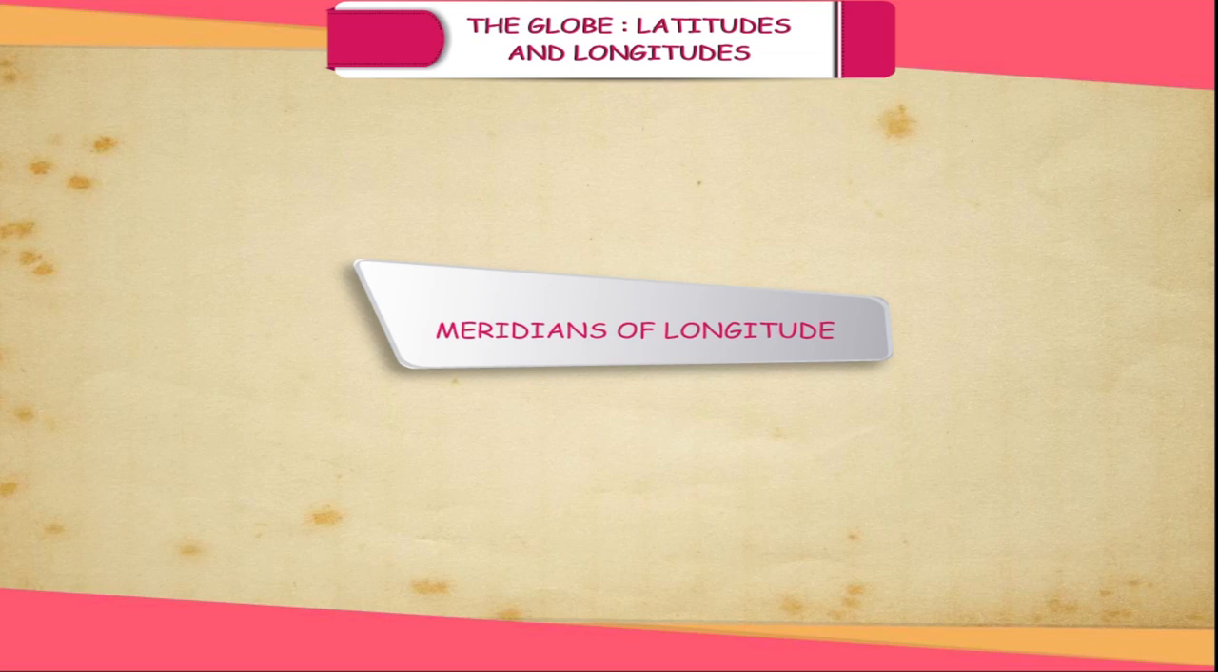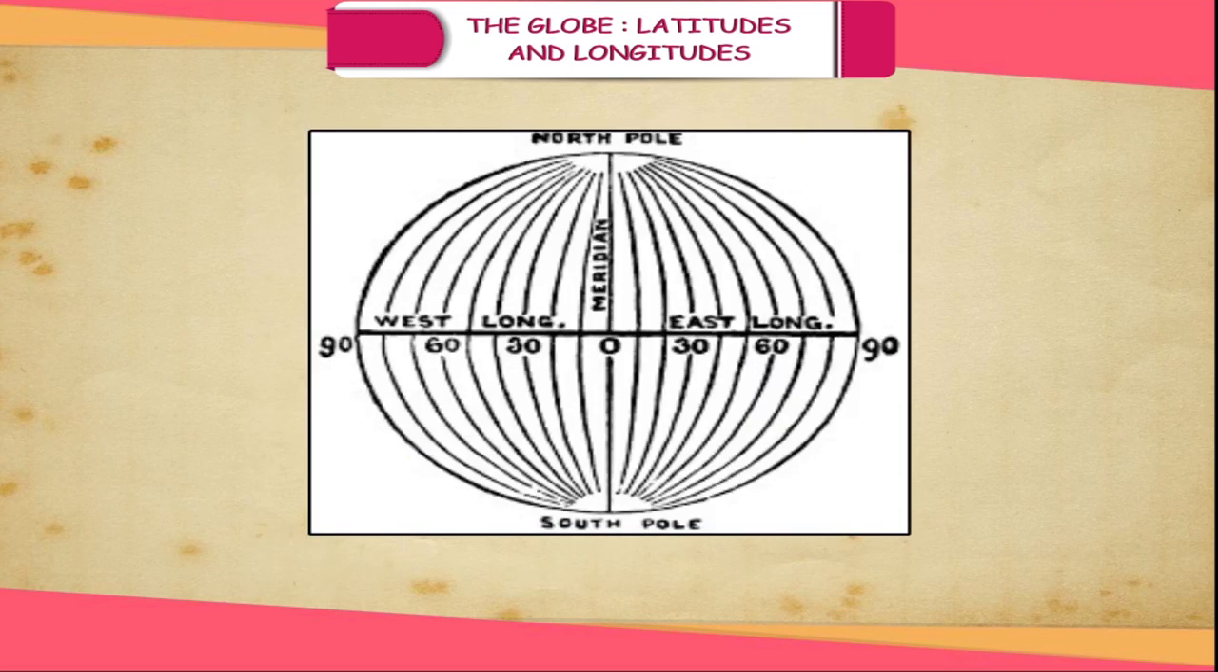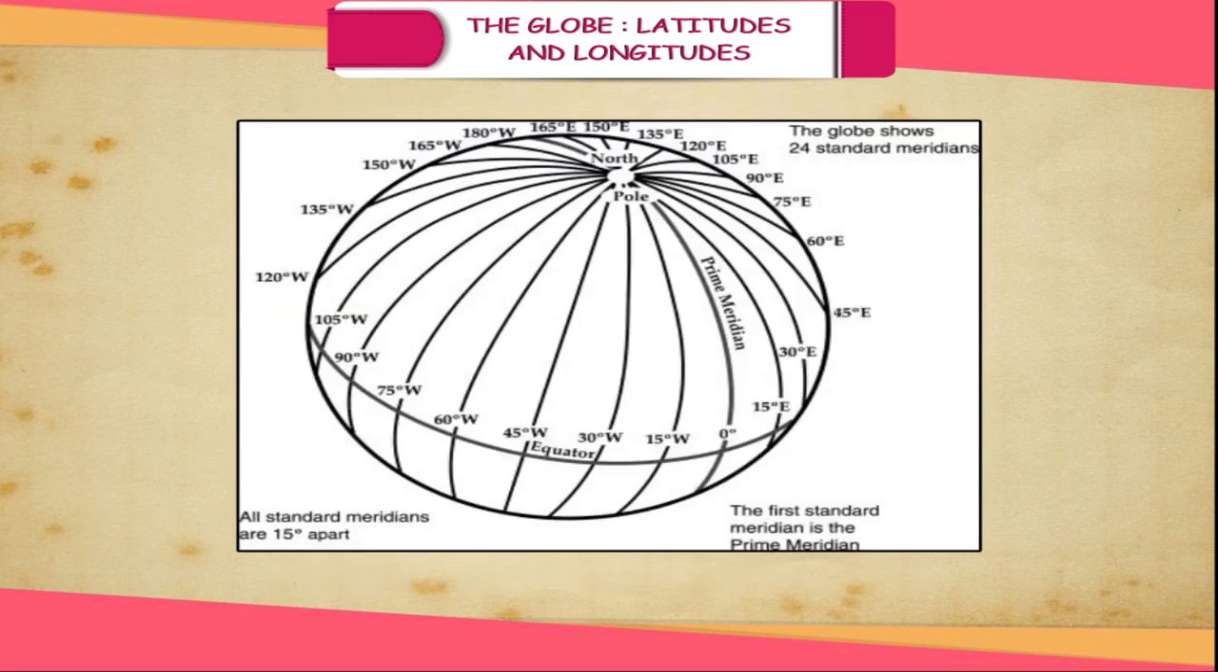Meridians of longitude. Longitude or meridian means midday. It is the reference line to locate places in the east and west direction. This is because all places lying on the same parallel of latitude, say 50° north, will have the same latitude, 50° north. Therefore, a place cannot be located uniformly by its latitude alone.